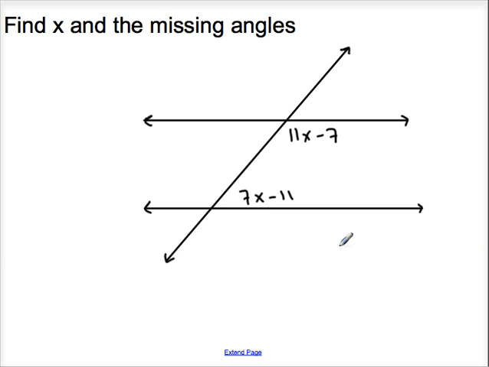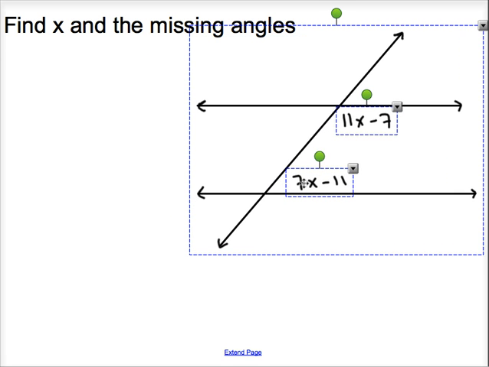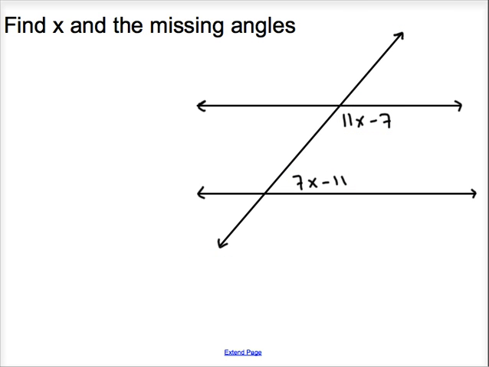Okay. Find x and the missing angles here. Again, always ask yourself, what kind of relationship do I have here? Same side interior. So I'm going to abbreviate: same side interiors. And what do I know about same side interior angles?